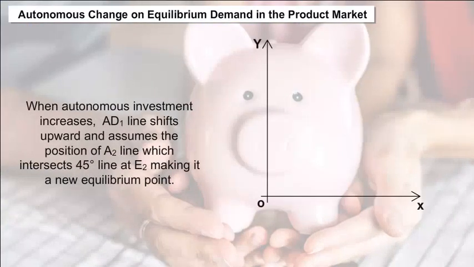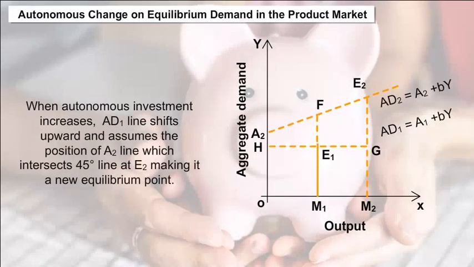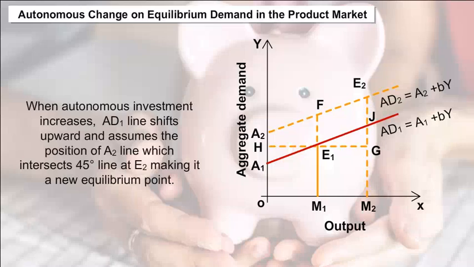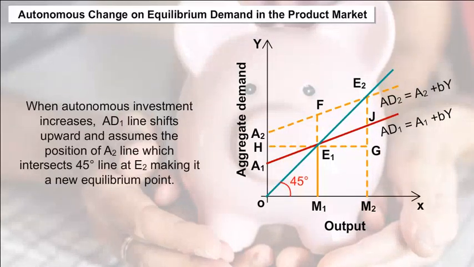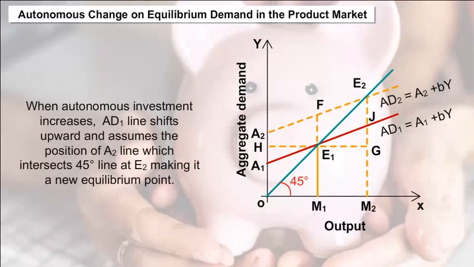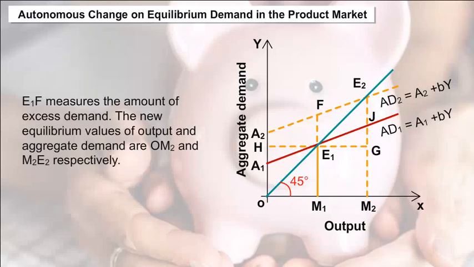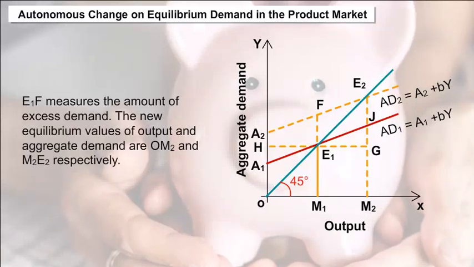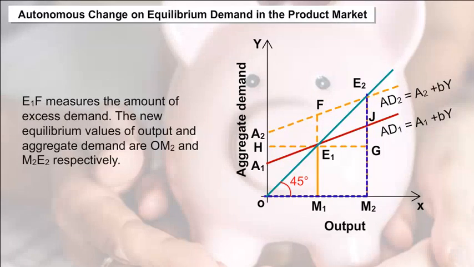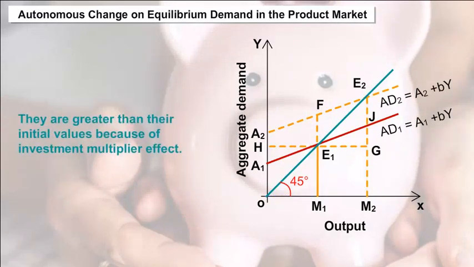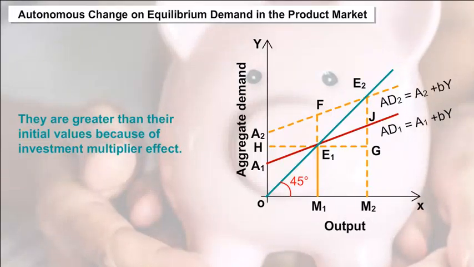When autonomous investment increases, AD1 line shifts upward and assumes the position of AD2 line, which intersects 45-degree line at E2, making it a new equilibrium point. Thus, E1F measures the amount of excess demand. The new equilibrium values of output and aggregate demand are OM2 and M2E2 respectively. They are greater than their initial values because of investment multiplier effect.